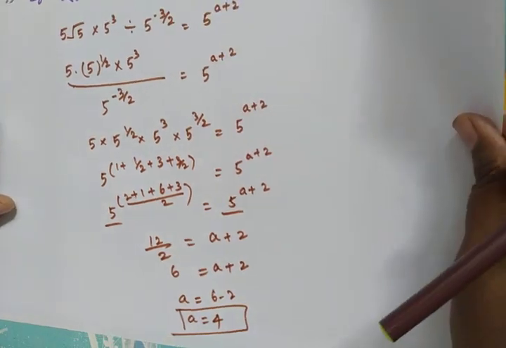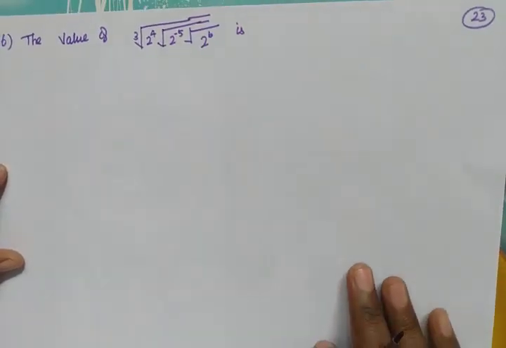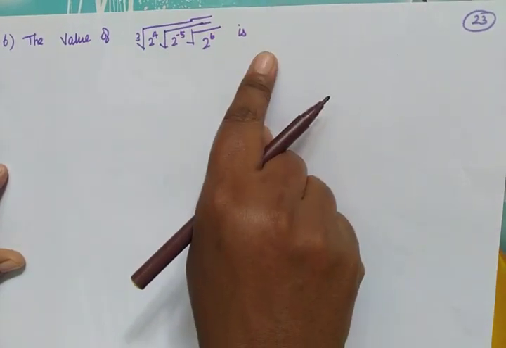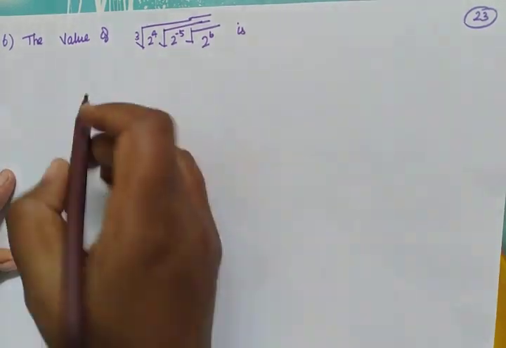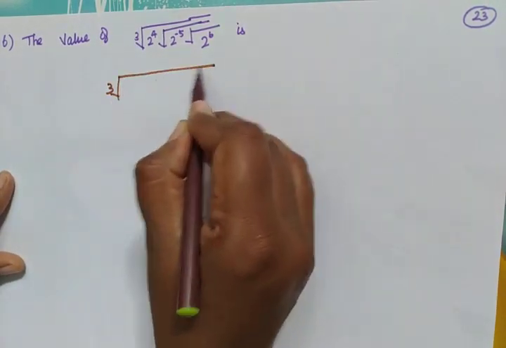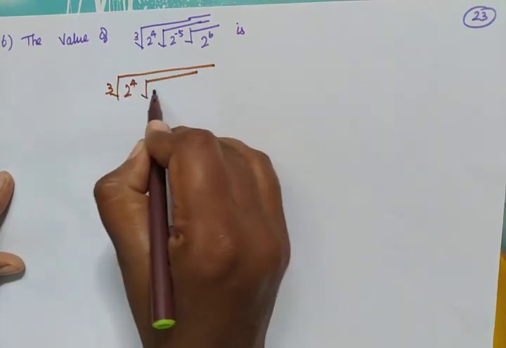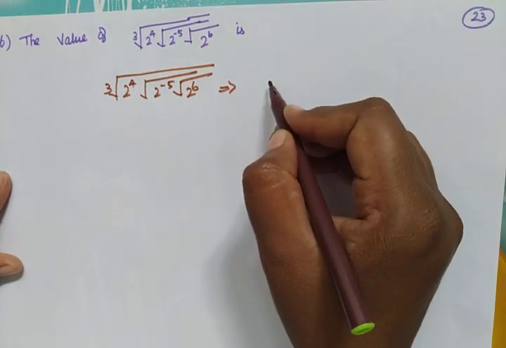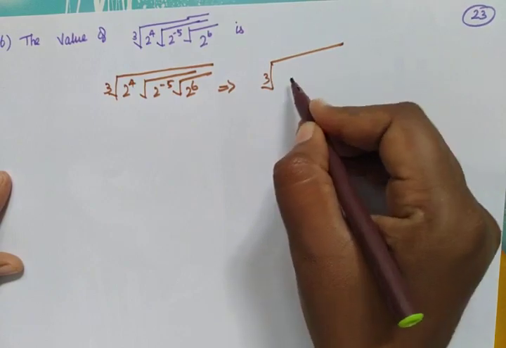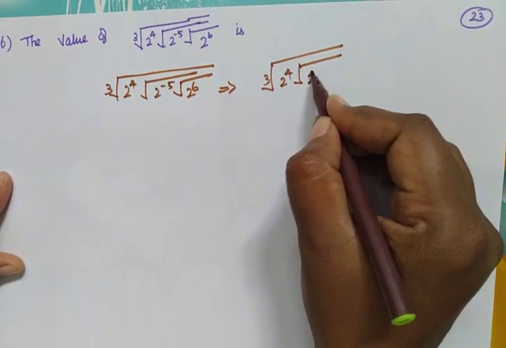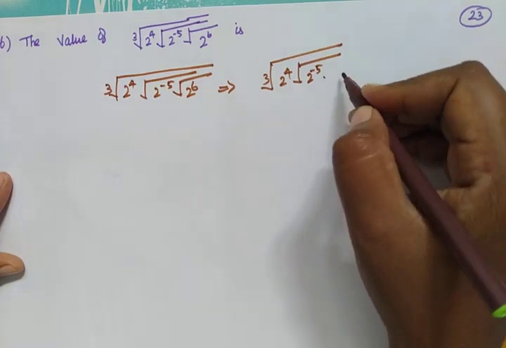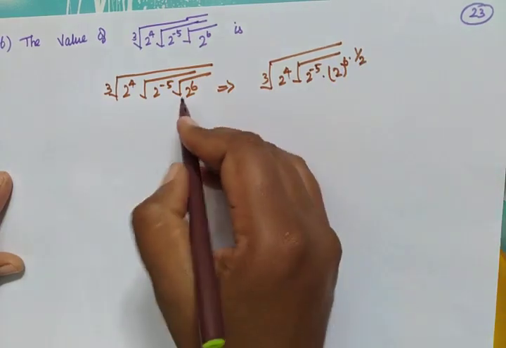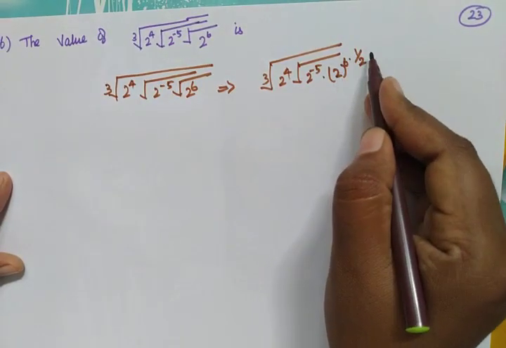Now let us move on to the next problem. Here the value of cube root of 2 power 4, root 2 power minus 5, root 2 power 6 is... Now we have to find the value for this. Now listen, this is the question: cube root of 2 power 4, root 2 power minus 5, root 2 power 6. Now what we can do is, this is equal to cube root of 2 power 4, root 2 power minus 5 into 2 power 6 into 1 by 2, because here we have root, so instead of root we can write 1 by 2.